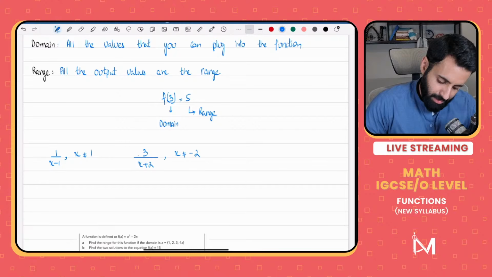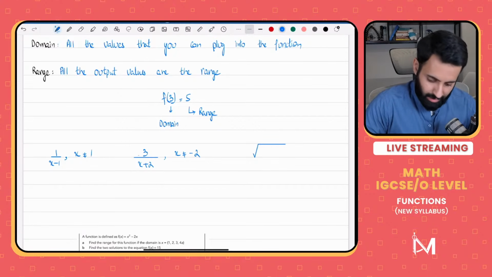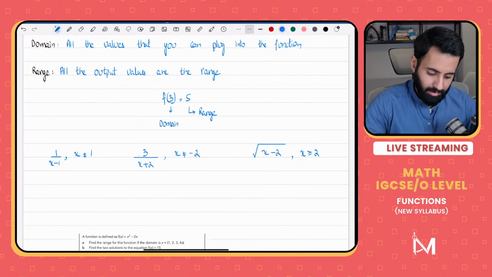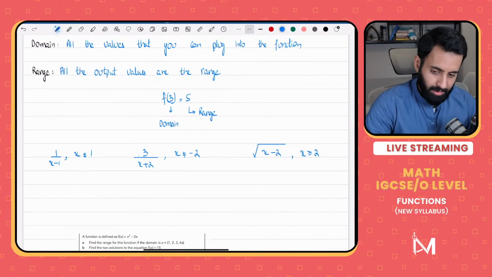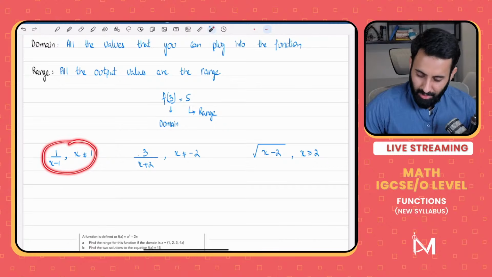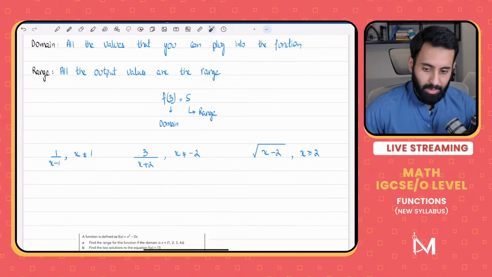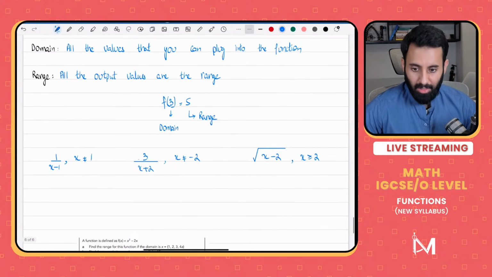Or sometimes, although this you may not have seen, but let's see if you guys can understand this. Let's say we're given square root of x minus 2, and along this we're given x is greater than or equal to 2. Now what's the idea of these values? The reason why x cannot be equal to 1 here is because if I plug in 1 into the function it becomes undefined. Yes, this is for O-levels as well. Domain and range has been added in O-levels as well.